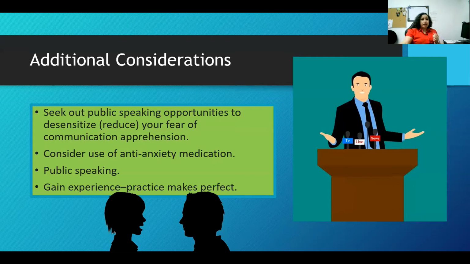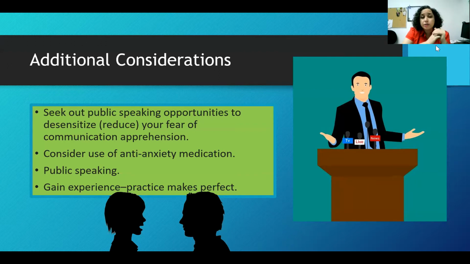And of course, additional considerations that we should consider. Seek out public speaking opportunities to desensitize or to reduce your fear of communication apprehension. If you are one of those people, if you are in those 75% of the people that suffer glossophobia, these are additional considerations. Seek out public speaking opportunities. Busca oportunidades para hablar en público. Ay, no, pero es que yo tengo miedo. That's what we're talking about. If you want to overcome your anxiety, you need to look for more opportunities.